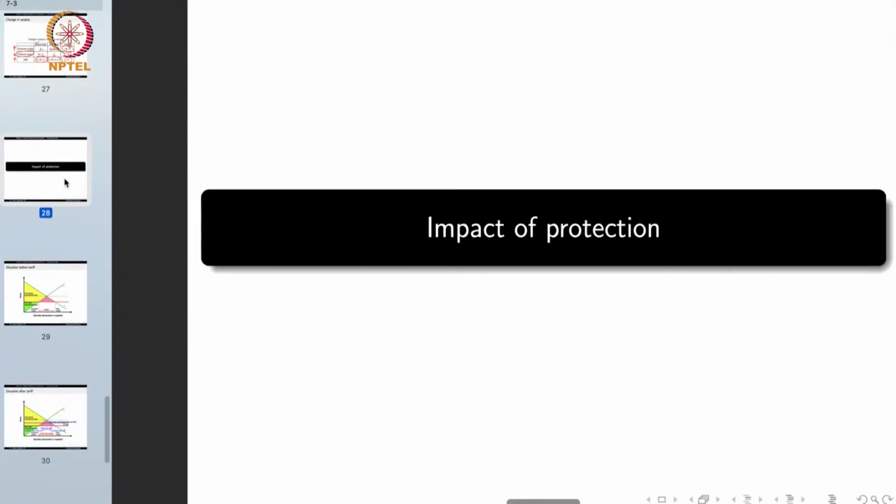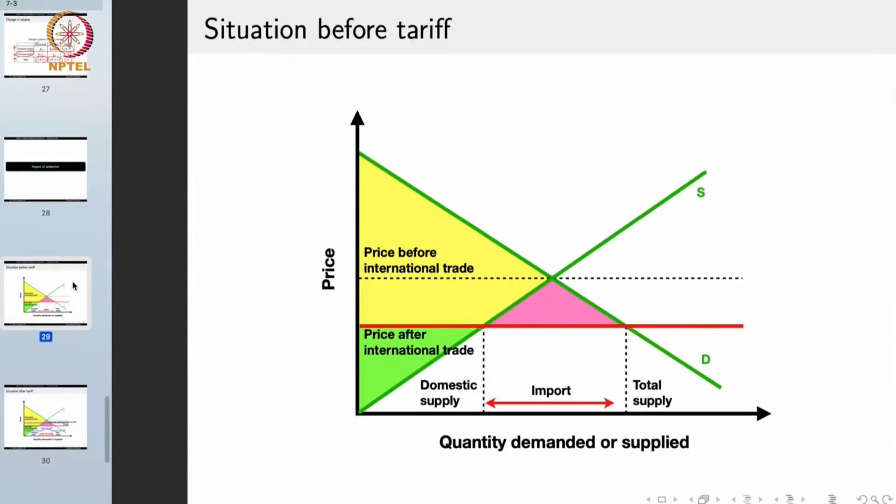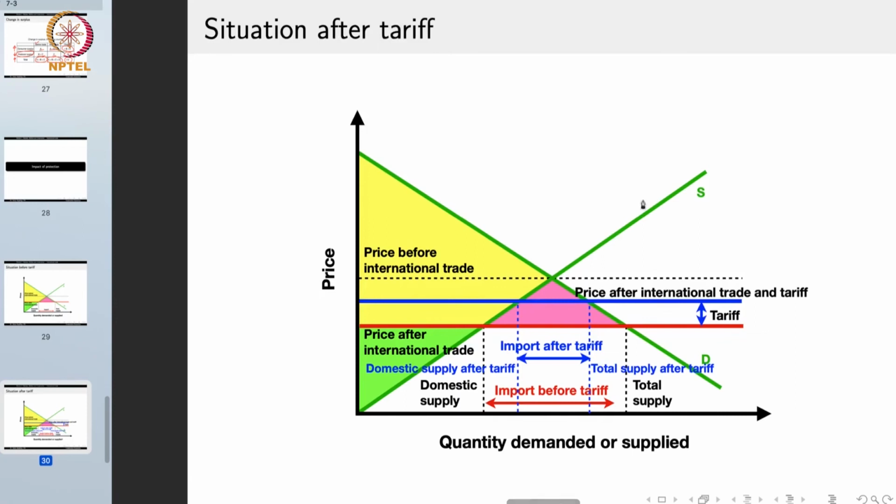So this was the earlier situation, but now the government says that we will add a tariff, which means that any good that is imported will not be imported at this price, but we will put a tariff, which is now shown by this blue line. So this difference is the tariff, and any import will have to be made at this price. So any quantity of good that is being imported will have an extra charge, which is the tariff, and this is the money that the government will keep to itself.